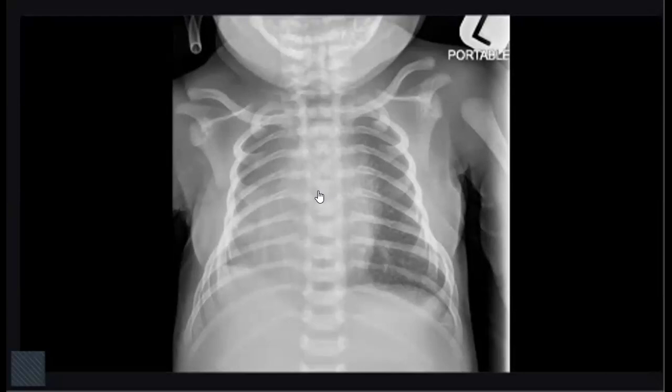This is an X-ray chest of a 2 month old child. This is a portable X-ray. Here I can see homogeneous opacification in the right lung. The left lung appears relatively normal. There is a pleural effusion also seen on the right side. Now I'm looking for any rib fracture, any bony pathology.